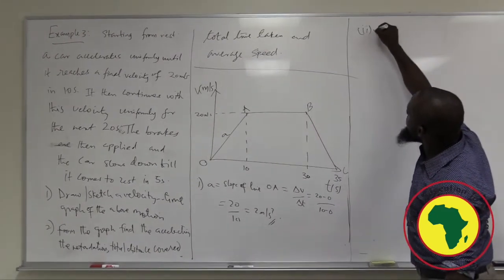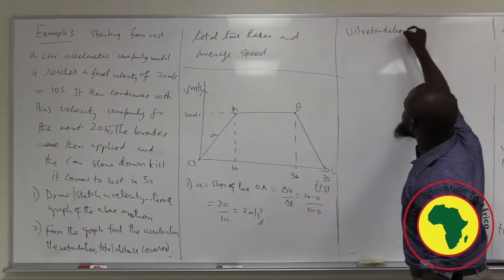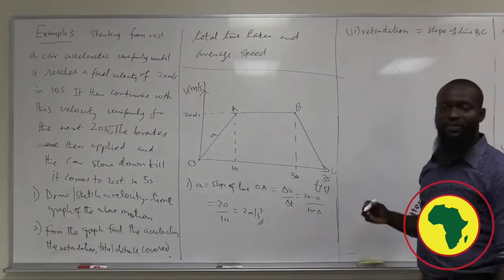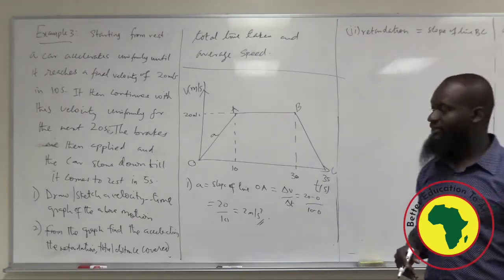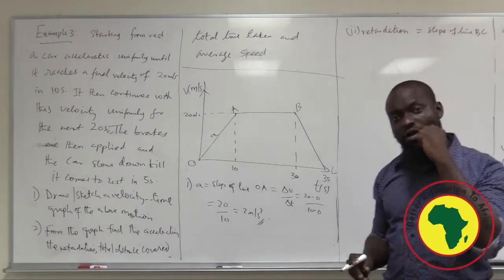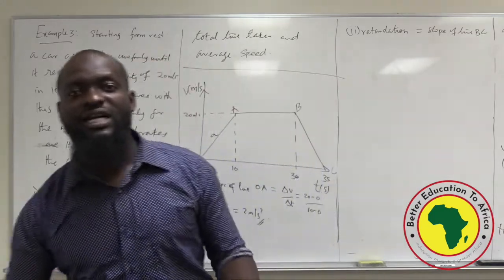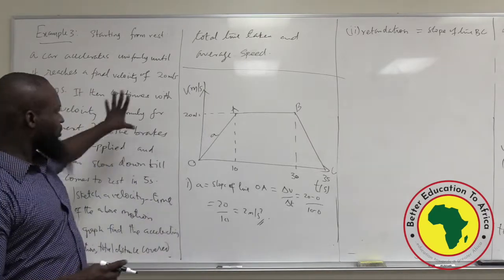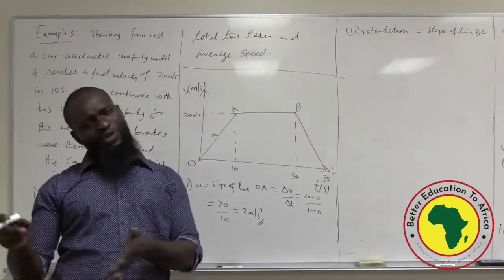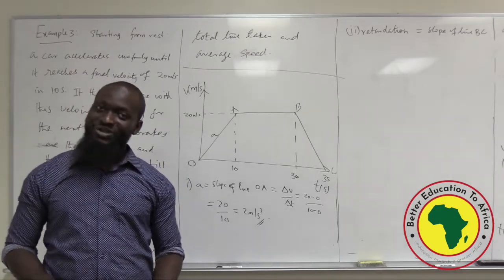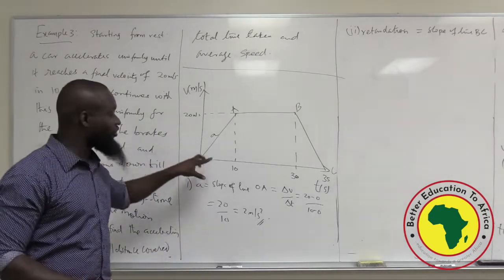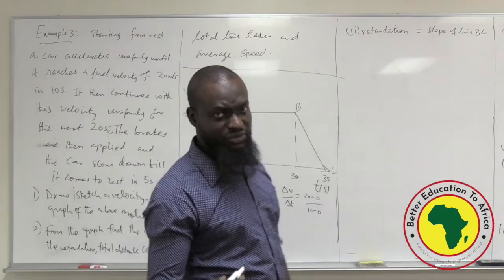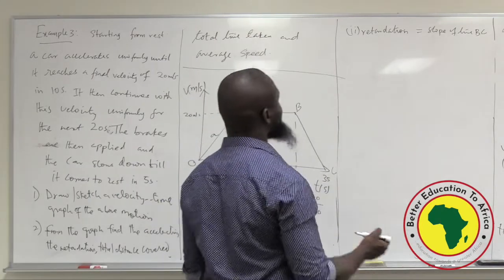So, retardation or deceleration is slope of line BC. An important point is, when you are solving a graph problem in motion, and they say from your graph, compute something, don't use equations. Equations of motion can solve this problem, but I want to see how you can use your graph to get those same parameters. So it is important to know how to use a graph to get slopes, to get accelerations or retardations, and how to use that to calculate even final velocities as you see in the next example, or the total distance covered.